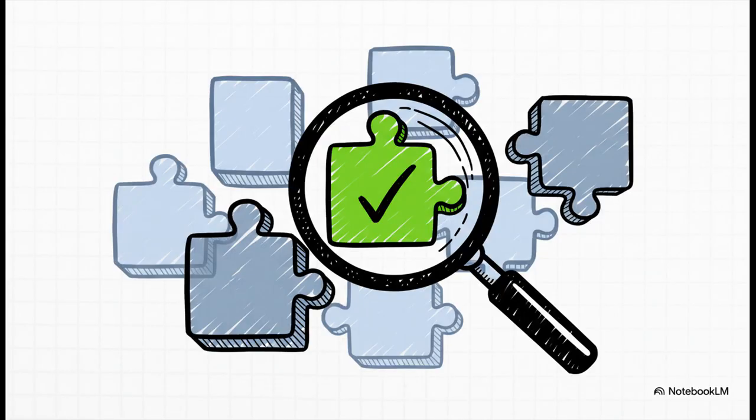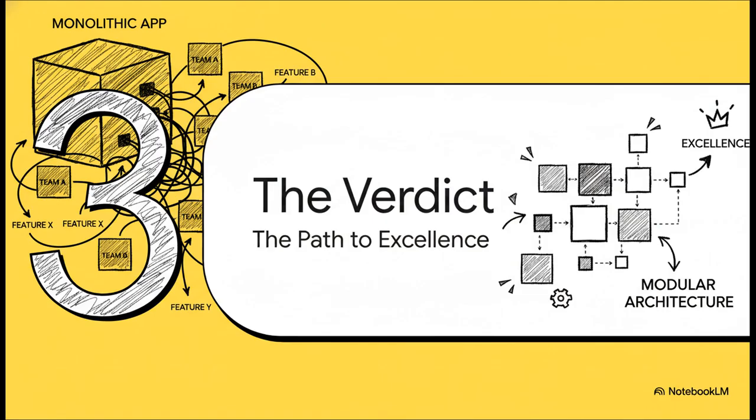And finally, our 7th pillar, easier testing and continuous integration. Since each module is its own isolated unit, you can test it in isolation. This leads to way faster unit tests, cleaner code coverage reports, and a much more efficient CI pipeline. Because you can verify one piece of the puzzle without having to build and run the entire app every single time.